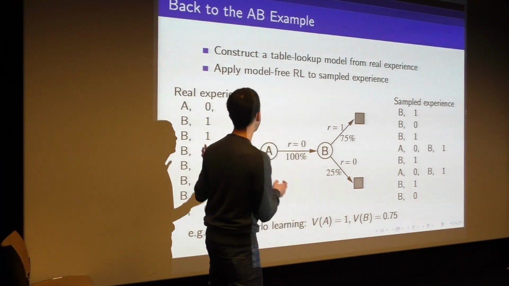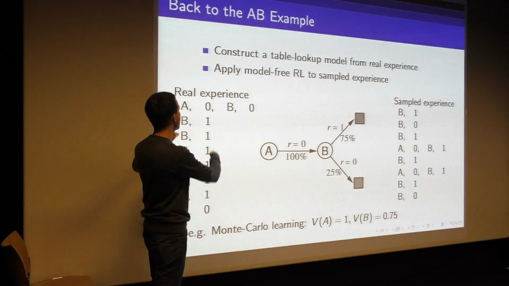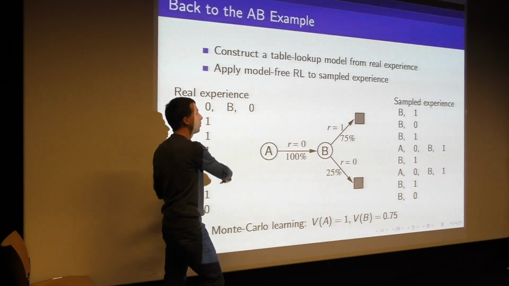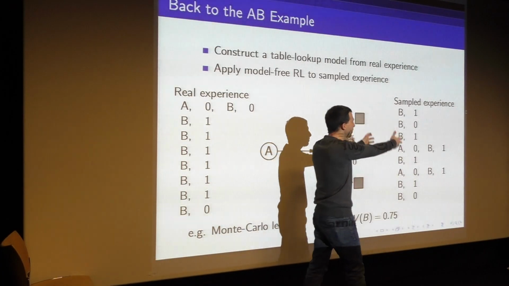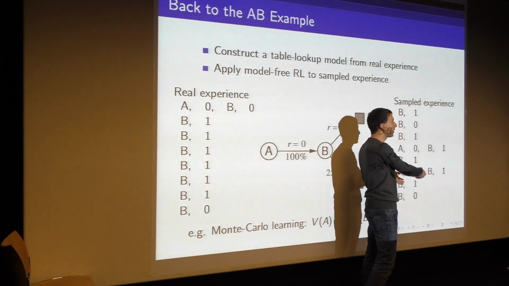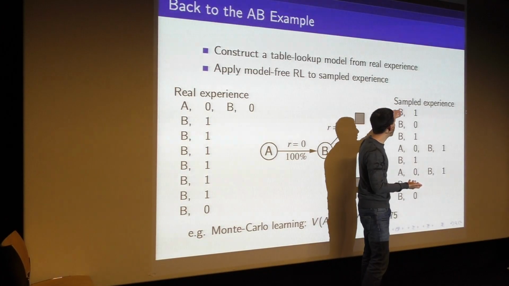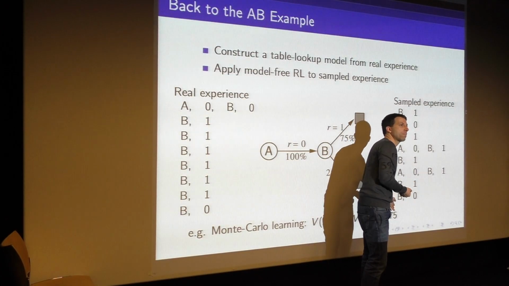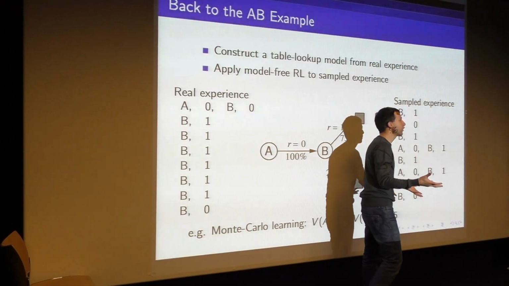So now, let's take the final step. We started with our real experience, we've built a model, we've sampled experience. Now let's do the final step, which is to learn from our sampled experience and apply, say, Monte Carlo learning to these trajectories. That's a canonical model-free reinforcement learning algorithm.